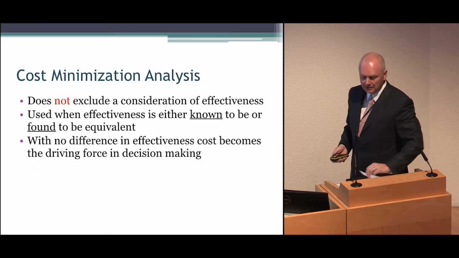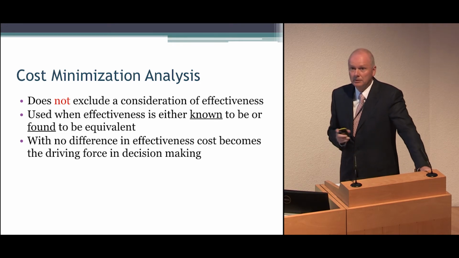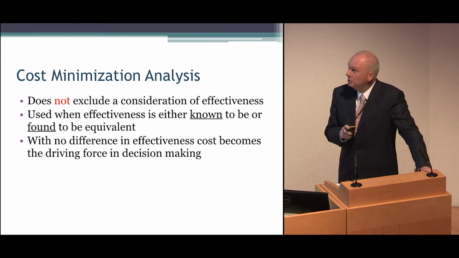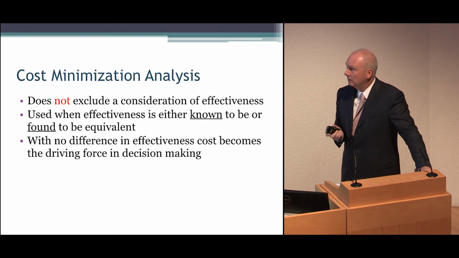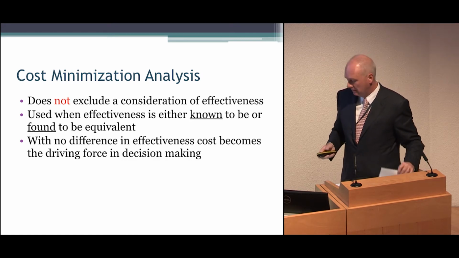So a cost minimization analysis differs from a cost analysis in that it does not exclude a consideration of effectiveness, but rather it's used when effectiveness is either known to be or found to be equivalent. And of course, if you have no difference in effectiveness, then cost really becomes the driving force in decision making.